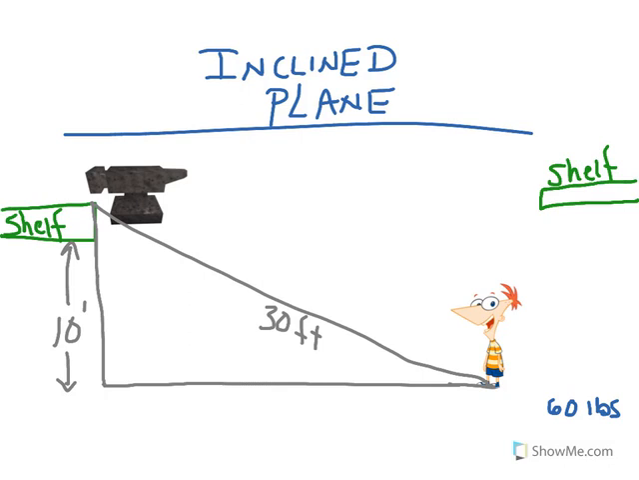So, to sum up, using the inclined plane, he's able to use less effort, but go a greater distance. Not using the inclined plane, he has to use more effort and go a less distance.